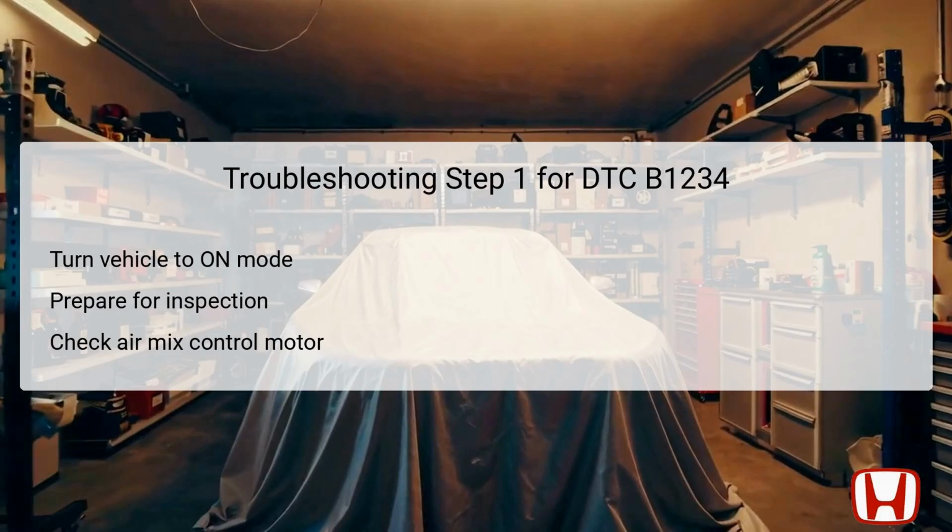Initial troubleshooting for DTC B1234 begins with setting the vehicle ignition to the on mode. This allows for the necessary electrical systems to power up, preparing the various components for the inspection procedures. The air mix control motor connector must first be disconnected, ensuring that any testing measures undertaken do not inadvertently affect the readings. Check the voltage output from the climate control unit to the air mix control motor. Under normal conditions, the expectation is to obtain a reading of approximately 5 volts.